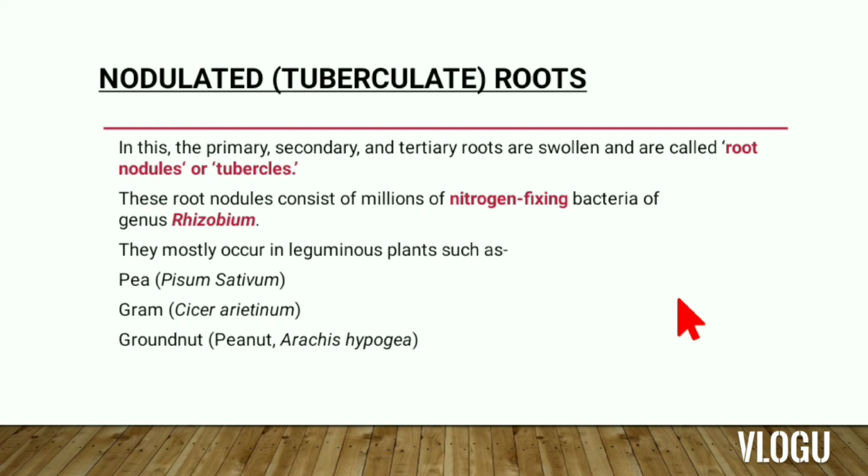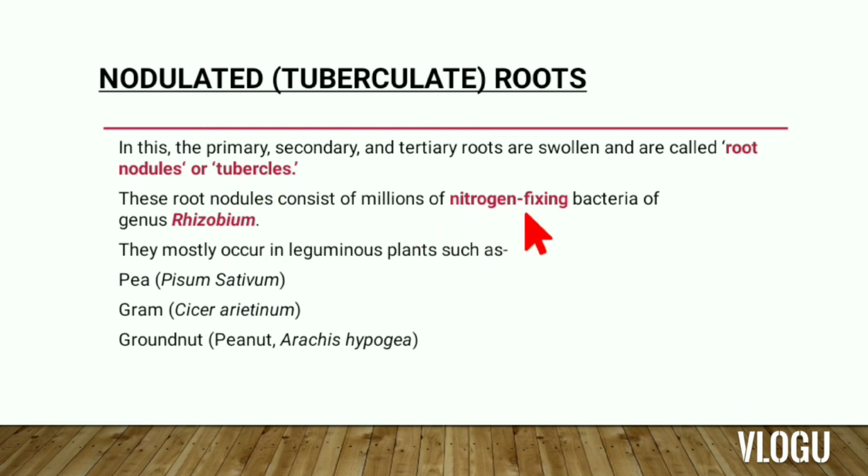The next slide talks about the nodulated or tuberculated roots. As the name itself says, these are the roots which have nodules at regular intervals. Have you seen a necklace with beads? Exactly, so it resembles in the same fashion. When you uproot these roots, you will find nodules or globular structures, and these are called tubercles or the root nodules.